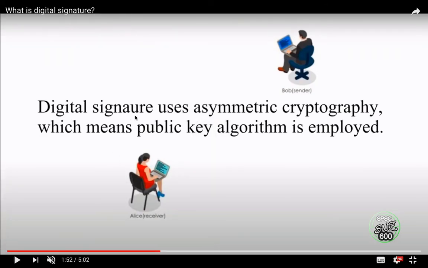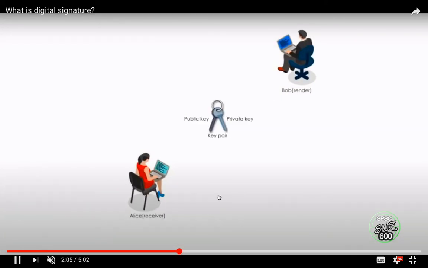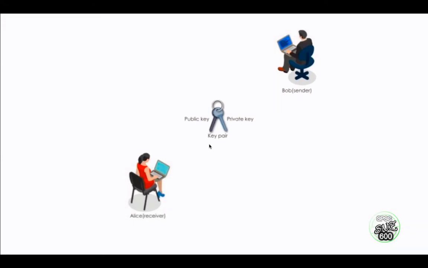So digital signature uses asymmetric cryptography, which means a public key algorithm is employed here. So both keys are needed, public key and private key. Bob shares the public key with Alice and keeps the private key secret with him.